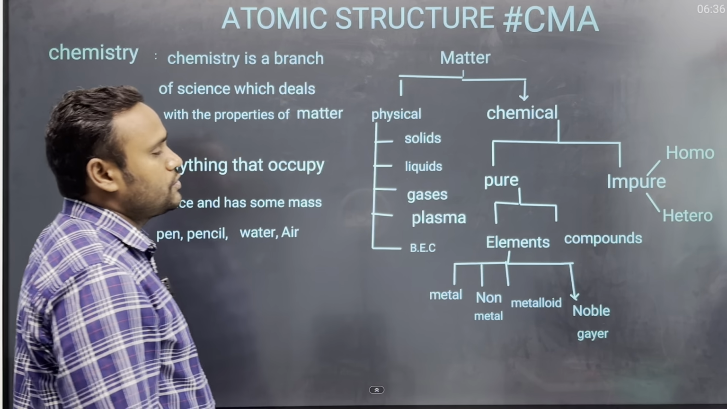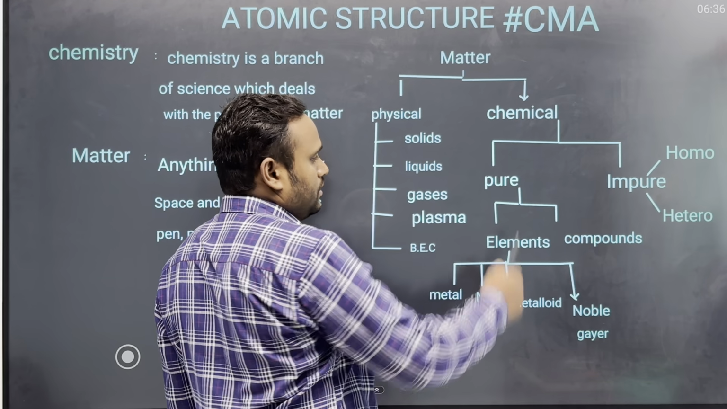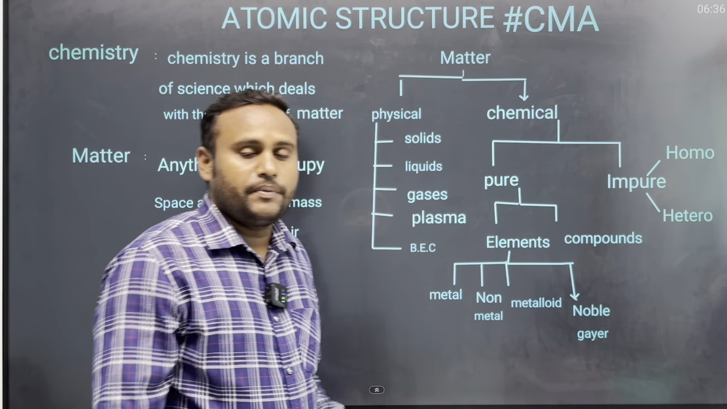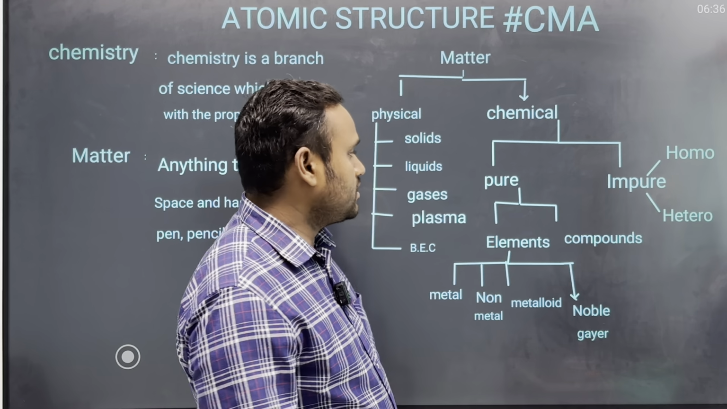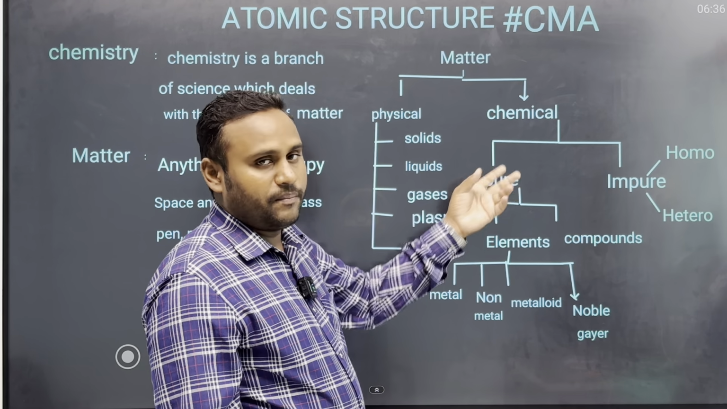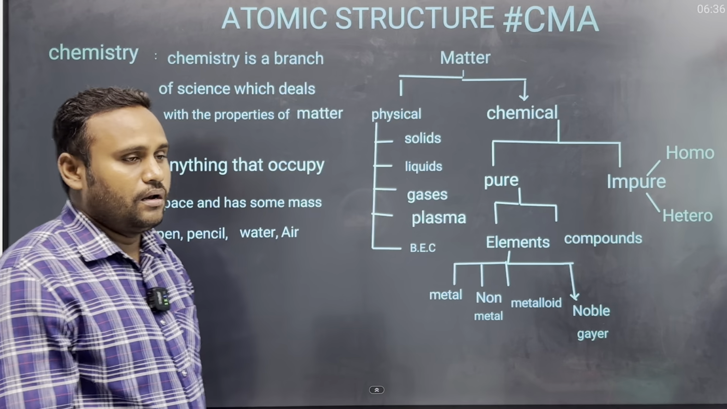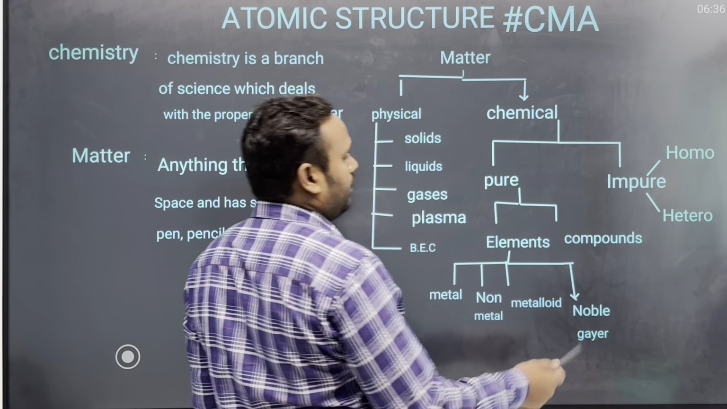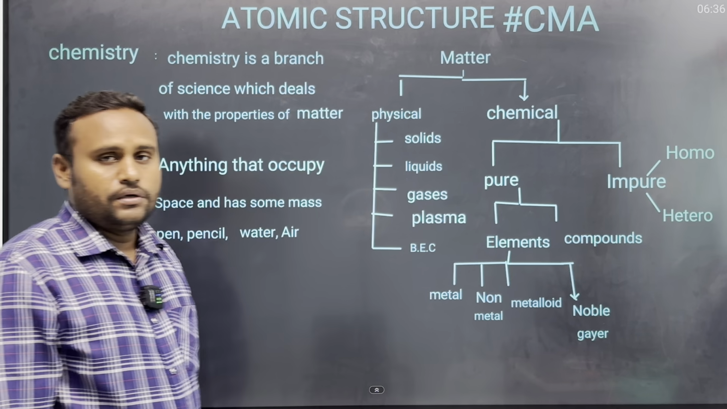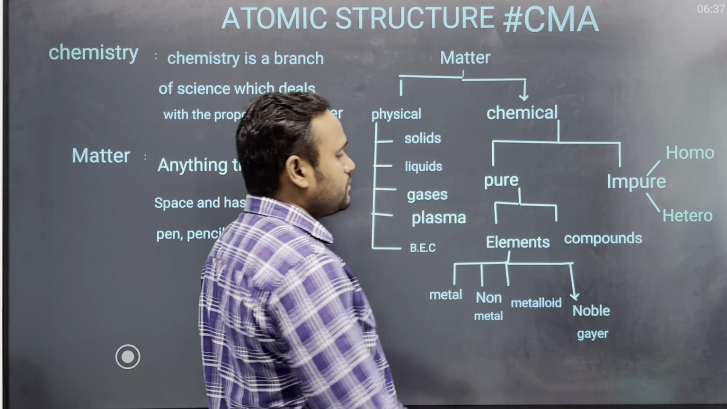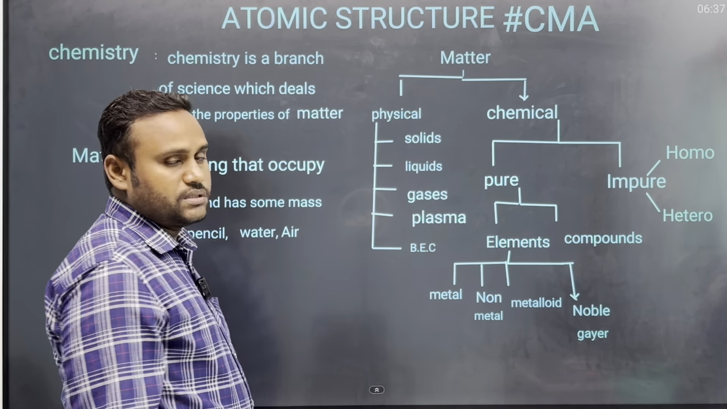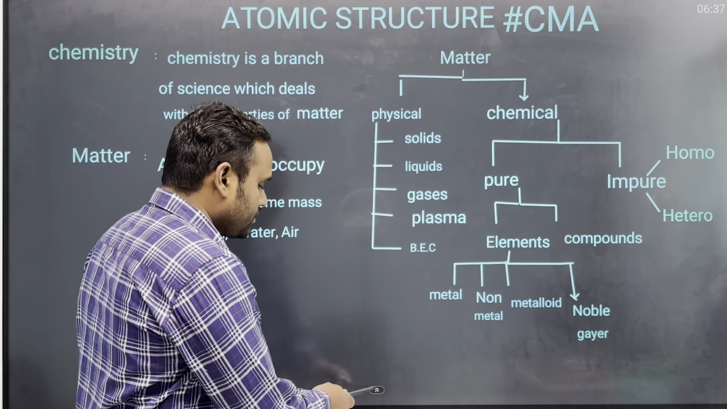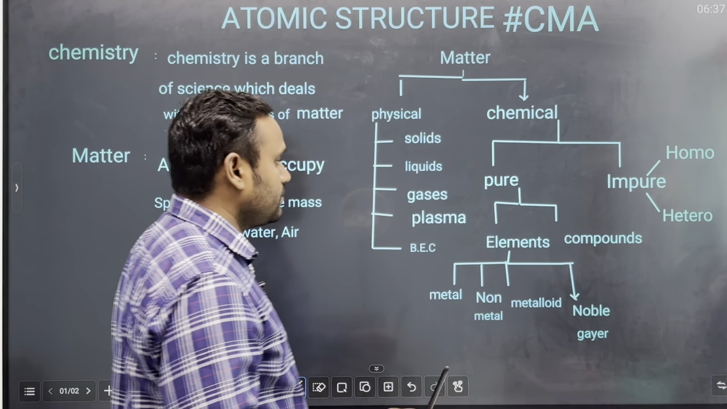Okay, next, chemical classification. When you come to the chemical classification, based on the composition and properties, we can classify the matter. That is called chemical classification. So chemically, matter is classified into two types. The first one is pure matter. So what is a pure matter? Pure matter means it contains only one substance.